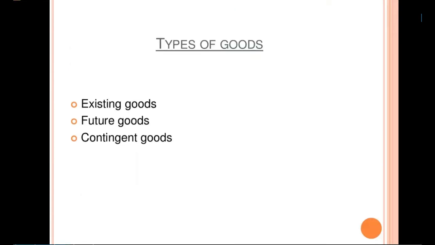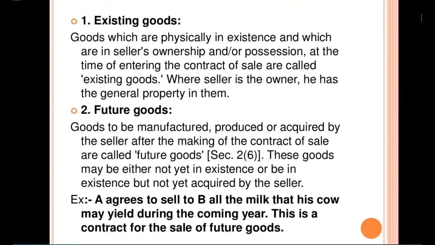Types of goods. We have three types of goods: existing goods, future goods, and contingent goods. What is the meaning of existing goods? The goods which are physically in existence and which are in the seller's ownership and possession at the time of entering the contract of sale are called existing goods, where the seller is the owner and has the general property in them. Let me give an example. If I have an electronic showroom and I have a TV to sell you, I have the existing goods in my showroom. If I'm selling the TV to you, that comes under an existing goods contract of sale.